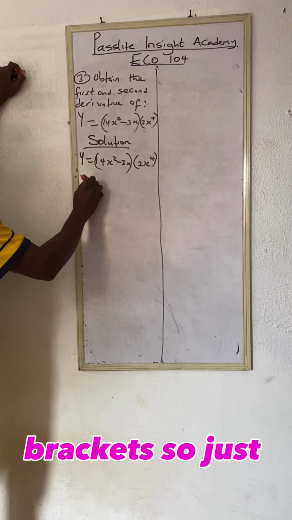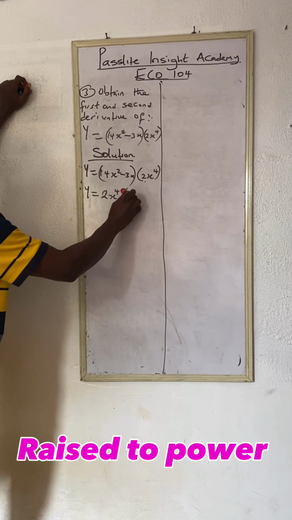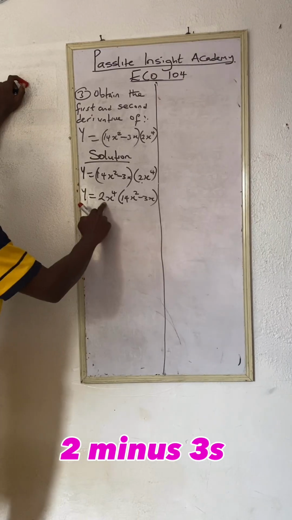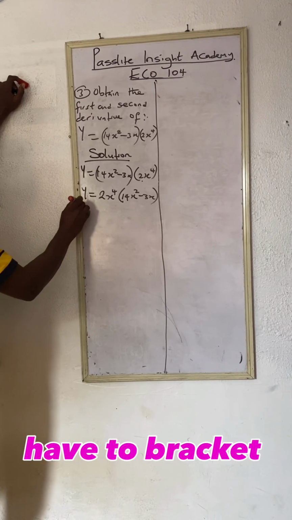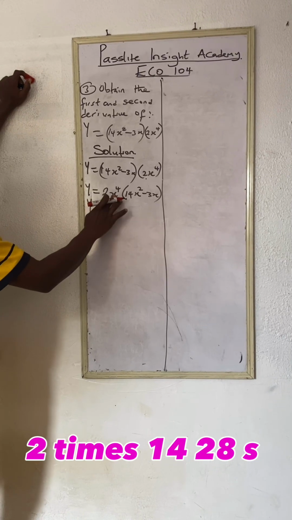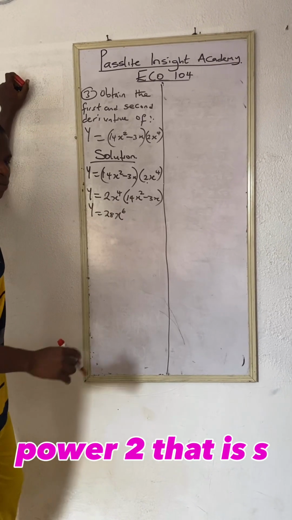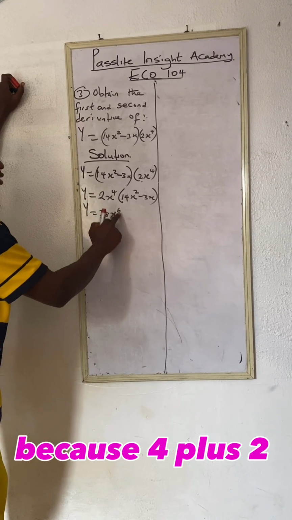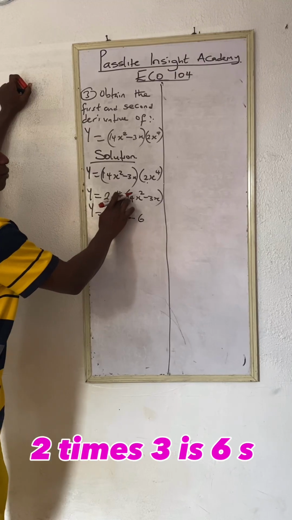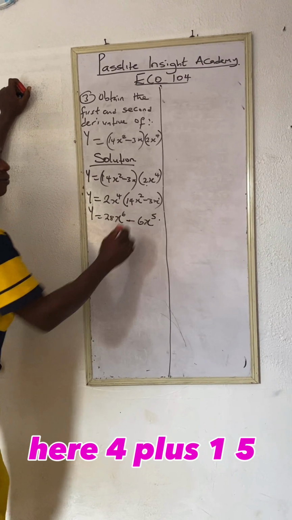So y is equal to, what do you have here? 2s raised to power 4 into bracket of 14s raised to power 2 minus 3s. Because normally, when you have two brackets like this, it's product rule. But let's use the short method. 2 times 14, 28. s raised to power 4 times s raised to power 2, that is s raised to power 6, because 4 plus 2 is 6. Minus 2 times 3 is 6. s raised to power 4 and there is one s raised to power 1 here. 4 plus 1, 5. That is s raised to power 5.